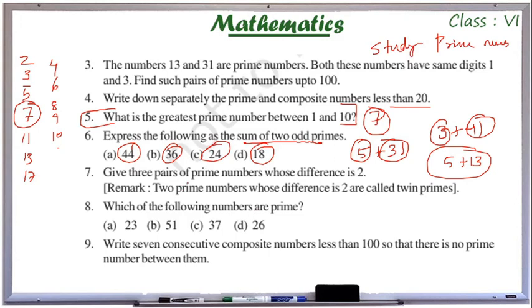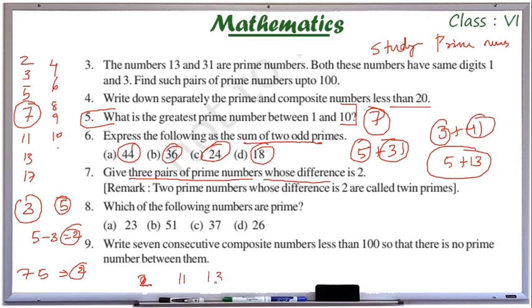Give 3 pairs of prime numbers whose difference is 2. For example, 3 and 5 are prime numbers and when we subtract we will get 2. And also 7 and 5, the difference is 2. And one more example we need: 11 and 13, the difference is 2.